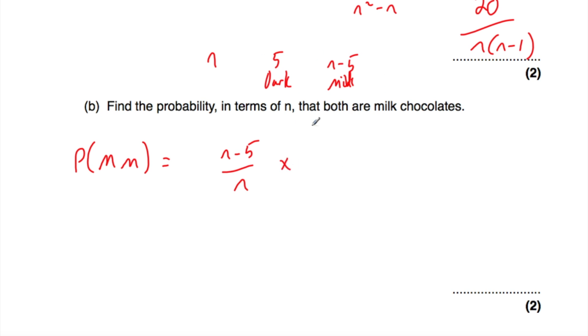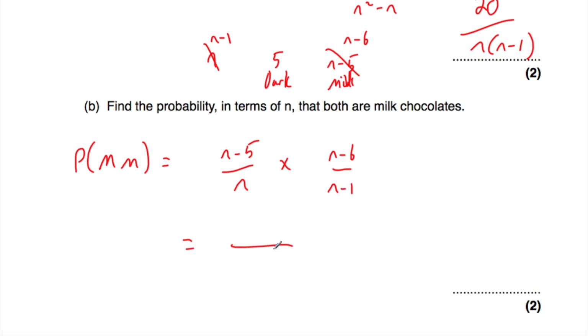Now, if we've taken a milk chocolate out of the box, there won't be n anymore, it'll be n minus 1. And the number of milk chocolates will have gone down as well. So instead of it being n minus 5, there'll be one less, it'll be n minus 6. So the probability that the second chocolate is milk chocolate would be n minus 6 over the total number of chocolates, which is n minus 1. Now we just need to multiply these together.